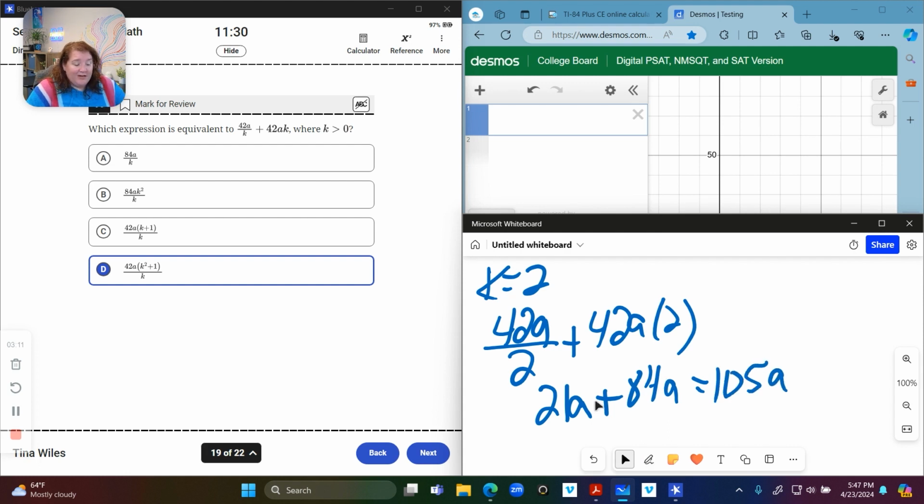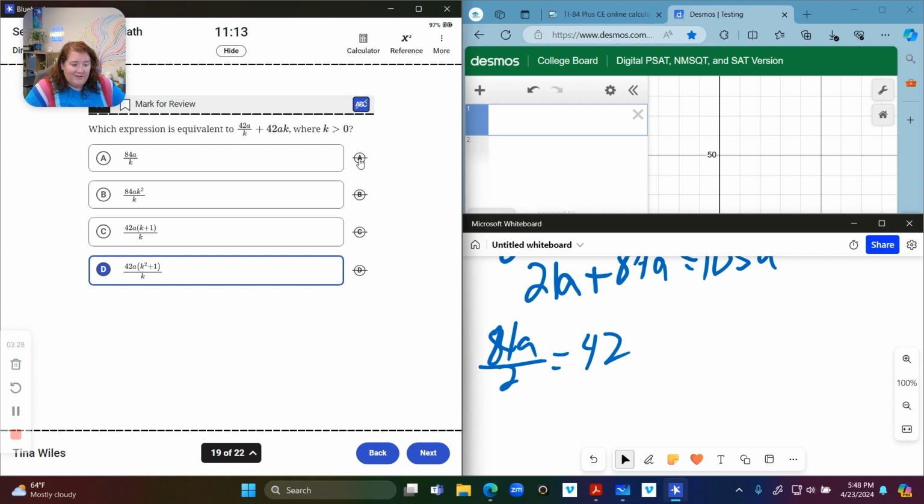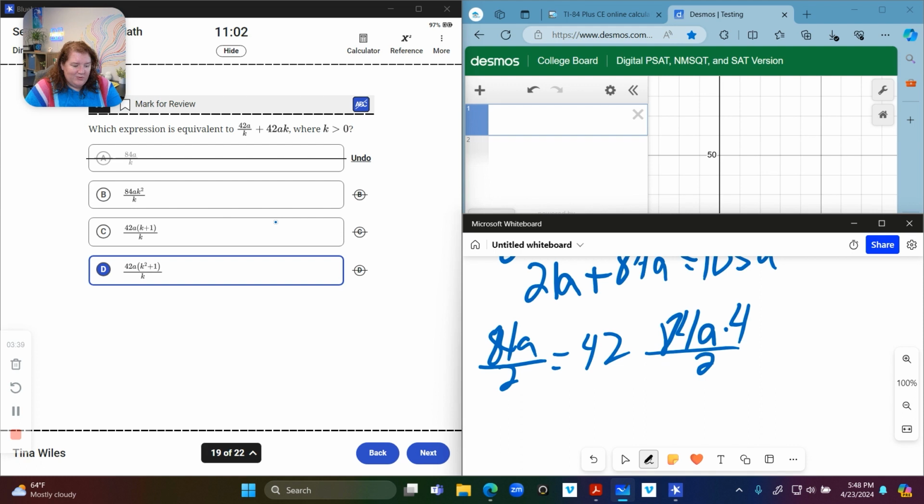And then I could plug k equals 2 into my answer choices. So if I plugged it into A, I would get 84a over 2. Well, that's 42a. So we know that one's wrong because it's not 105a. B is 84a times 4 divided by 2. 84 times 2 is 168a. So that's too big.